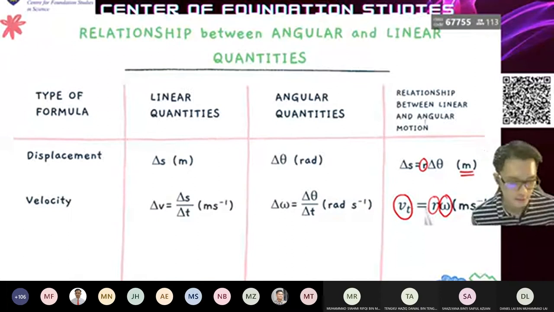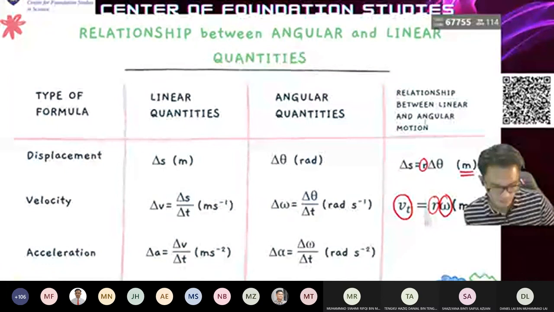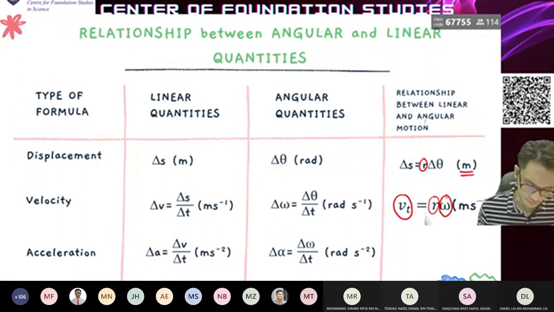So the unit will be in meter per second. And now for acceleration, we know the acceleration is the changes in velocity with respect to time, and also the same for angular quantities, angular acceleration, the changes in omega, the changes in angular velocity with respect to time, and the unit is radian per second power of 2.